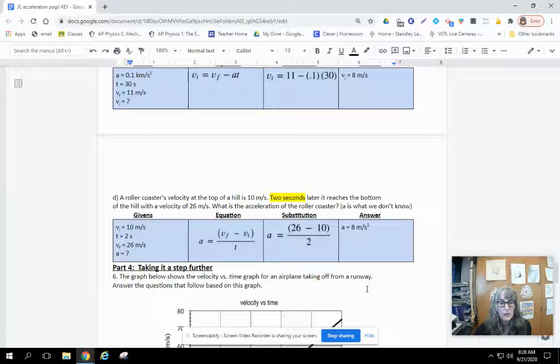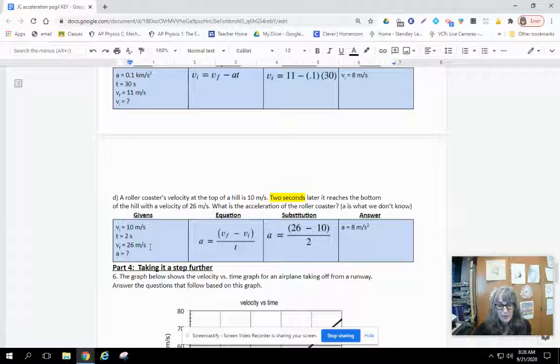And D. A roller coaster's velocity at the top of a hill is 10 meters per second. 2 seconds later, it reaches the bottom of the hill with a velocity of 26 meters per second. What is the acceleration of the roller coaster? So we're looking for acceleration. We've got the top of the hill, it starts at 10 meters per second. Then it gets to the bottom of the hill at 26 meters per second. So both of those are speeds. It starts at 10 meters a second and then becomes 26. So our VI is 10 meters per second. Our VF is 26 meters per second.